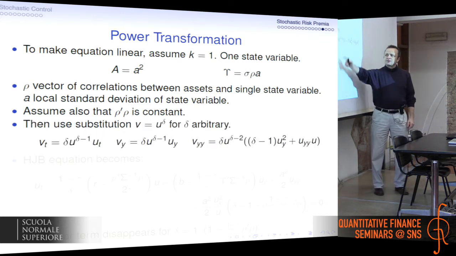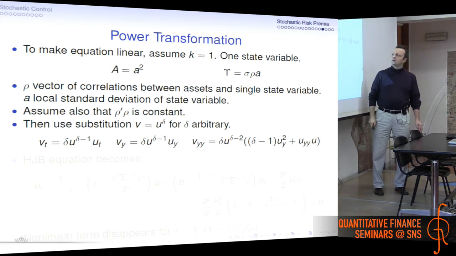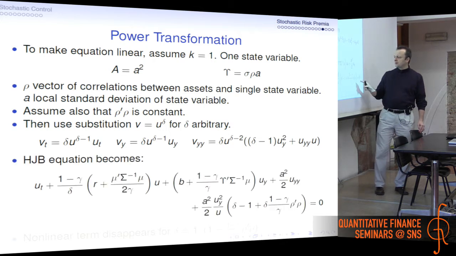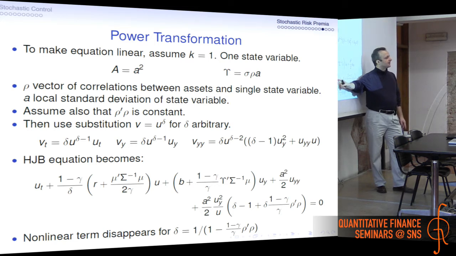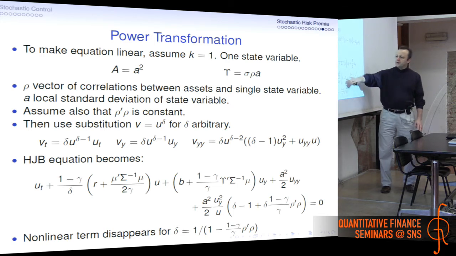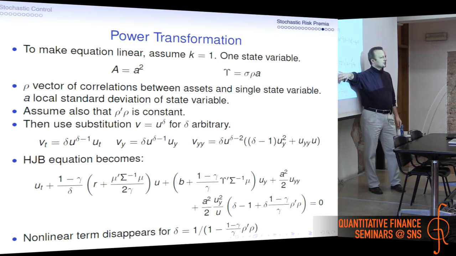So then you can use this interesting transformation of power type. You set V equal to U to the delta, and then you determine the only value of delta which makes the nonlinear term go away. Okay? When it is this term. If you're doing this, now you have, this is the only case essentially, in which you have a linear equation, actually, for the Hamilton-Jacobi-Bellman equation. Okay? And this is a privilege that generally you have to forget about, because the Hamilton-Jacobi-Bellman equation is highly nonlinear.